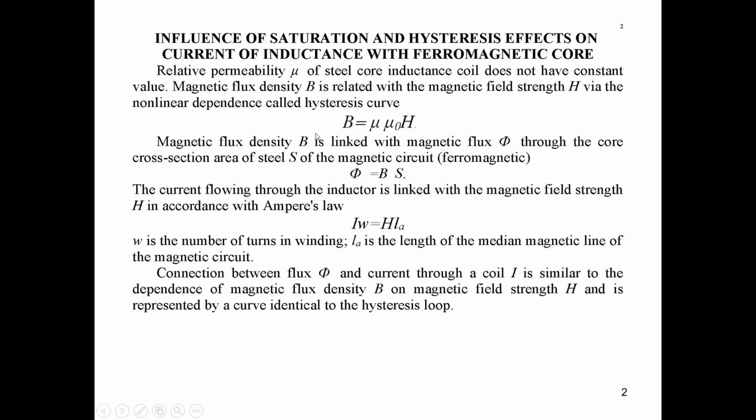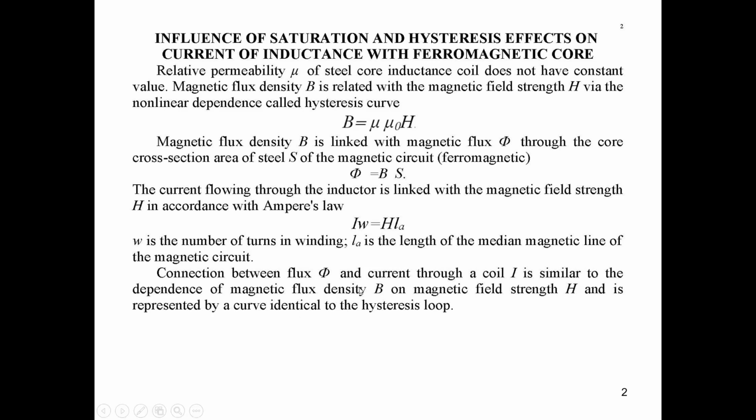Magnetic flux density B is linked to the magnetic flux F through the core cross section S of steel in such a way for ferromagnetic circuits. It's for any circuits, but for ferromagnetic circuits this dependence will be nonlinear. So F equals B multiplied by S. S is the cross section of the considered medium.